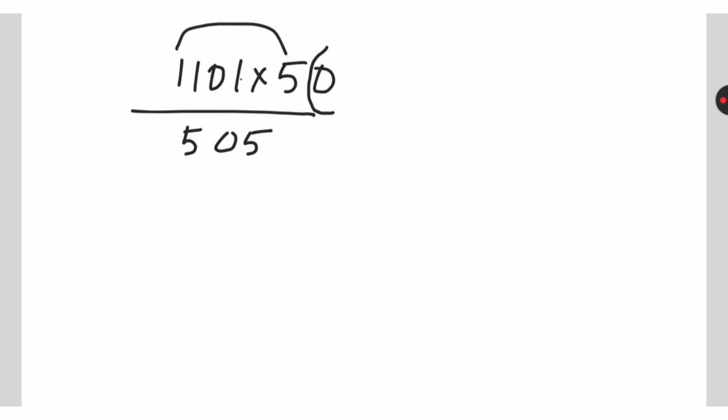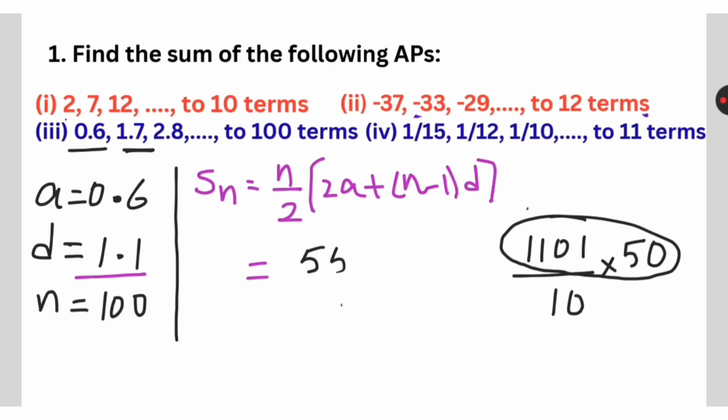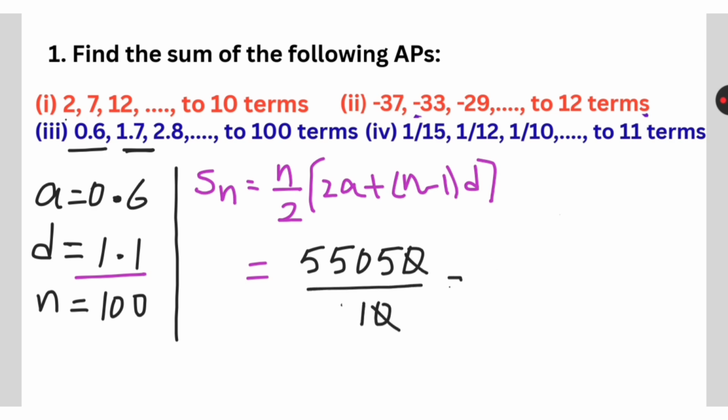First, no need to multiply with 0, just skip the 0, at last we can add that. Just simply multiply with the 5. 5 times 1 is 5, 5 times 0 is 0, 5 times 1 is 5, at last 5 times 1 is 5. Now add this 0 here. So the result is 55,050, and still we have the denominator which is 10. So let's divide by 10. The 0s get cancelled, so finally we are left with 5505. That's it. Let's see the other one.